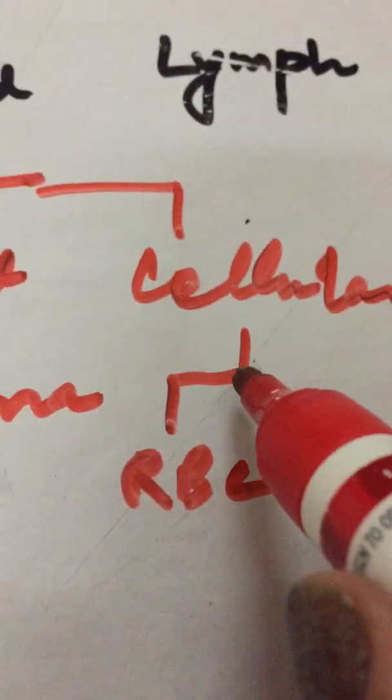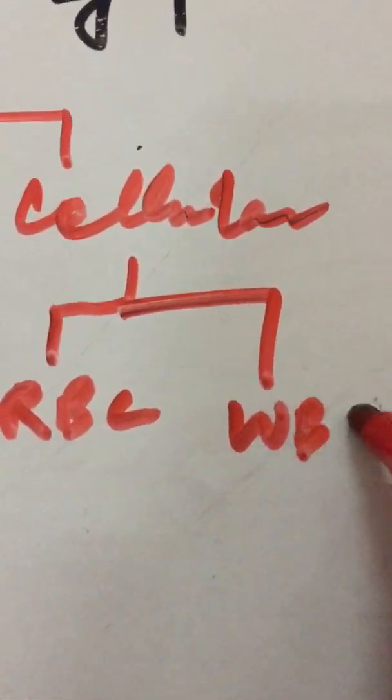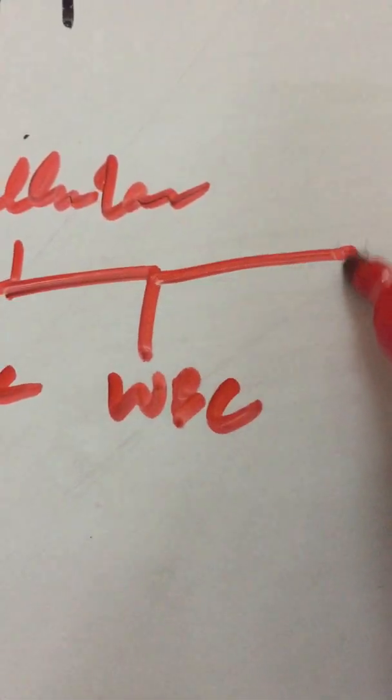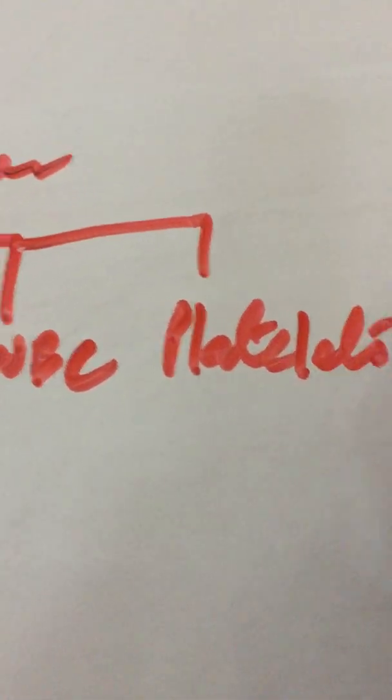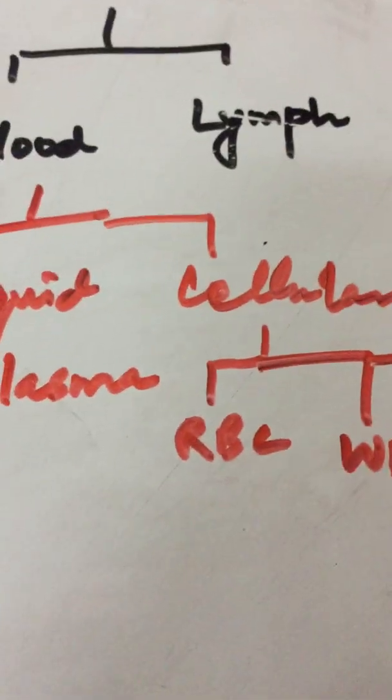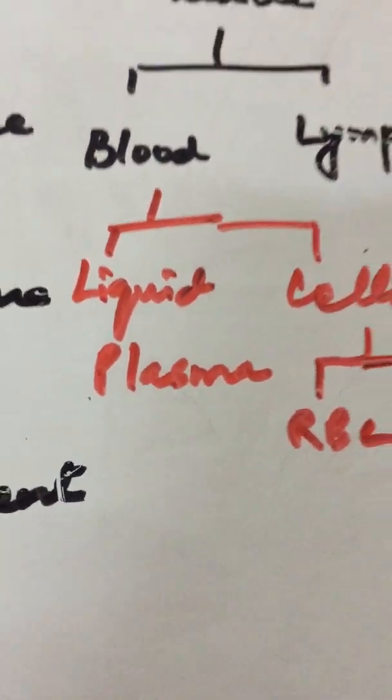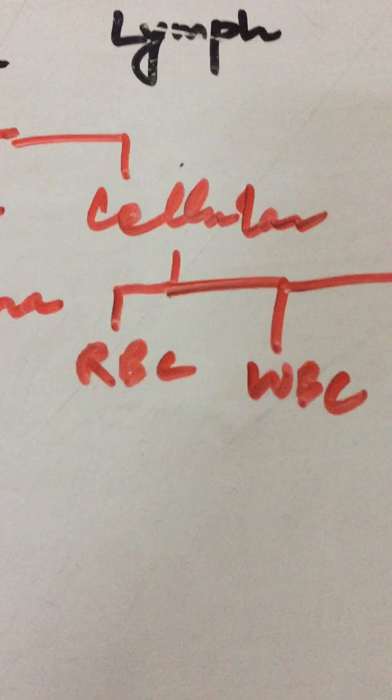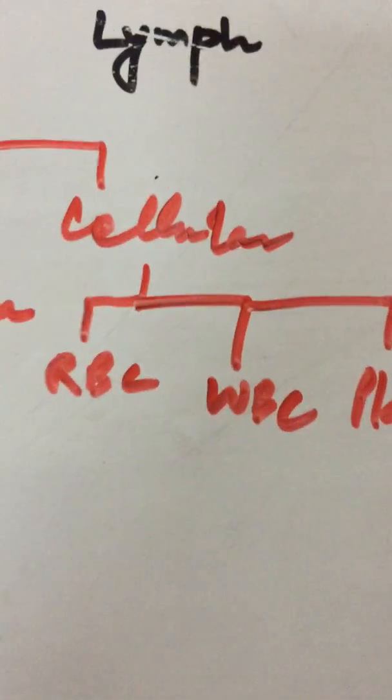RBC, WBC, that is white blood cells or white blood corpuscles, and platelets. So blood has a liquid part and a cellular part. Liquid part is called plasma and cellular part consists of RBC, WBC and platelets.